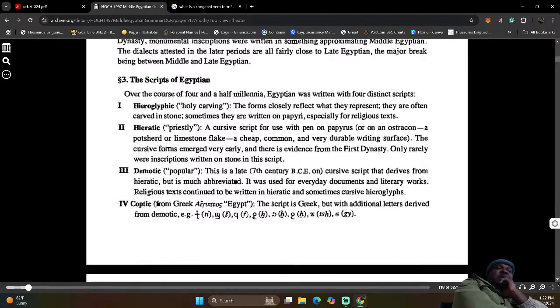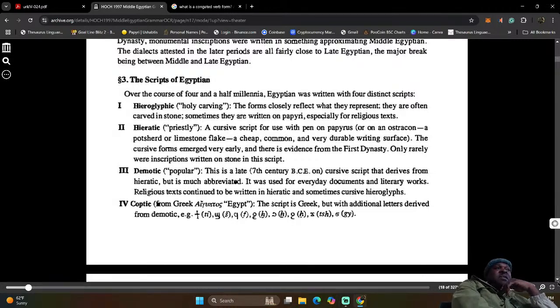So we should spend a little bit of time on this because this confuses some people. In lesson 1.3, he talks about the script of Egyptian. And it says, over the course of 4.5 millennia, Egyptian was written with 4 distinctive scripts. So let's slow down right there. I like the way he phrased it, even though he said Egyptian was written. He's talking about a language. And the way the language is written is in scripts. We all know this, right?